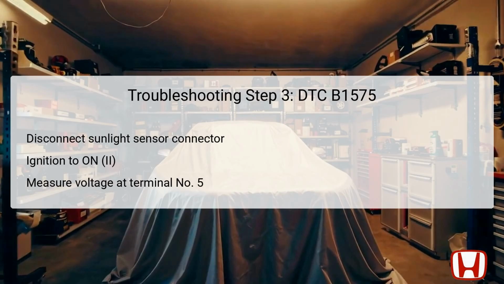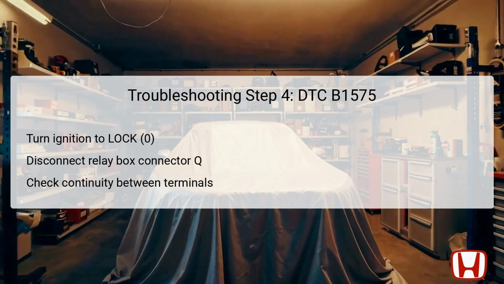Conversely, if the voltage is below this threshold, it necessitates further investigation into the wiring and connections leading to the sensor. After assessing the sensor's voltage, the next troubleshooting step is turning the ignition switch back to the lock position. Following this, you will disconnect the driver's under-dash fuse relay box connector Q, which contains essential connections for the various vehicle systems. You will then need to check for continuity between terminal number 20 of this connector and terminal number 5 of the automatic lighting sunlight sensor 5P connector.